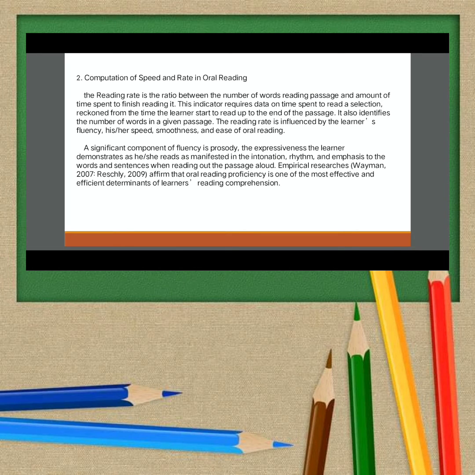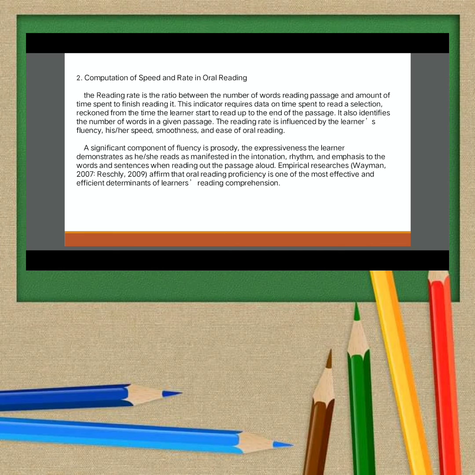Second, computation of speed and rate in oral reading. According to Wayman 2007 and Rasinski 2009, the reading rate is the ratio between the number of words in the reading passage and the amount of time spent to finish reading it. This indicator requires data on time spent to read a selection, reckoned from the time the learner starts to read up to the end of the passage. It also identifies the number of words in a given passage.